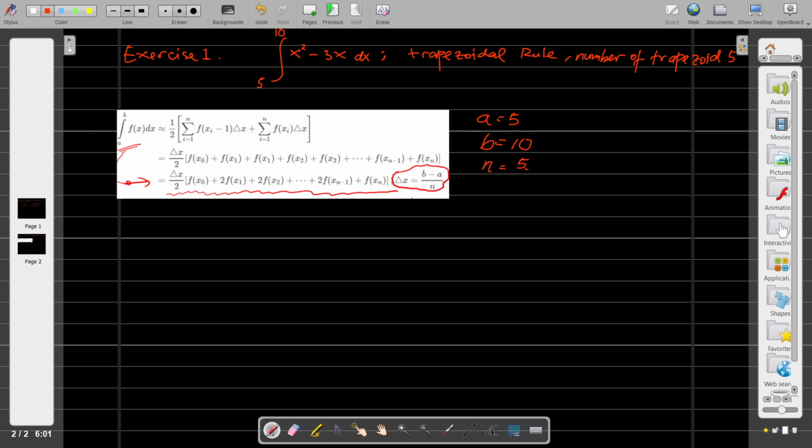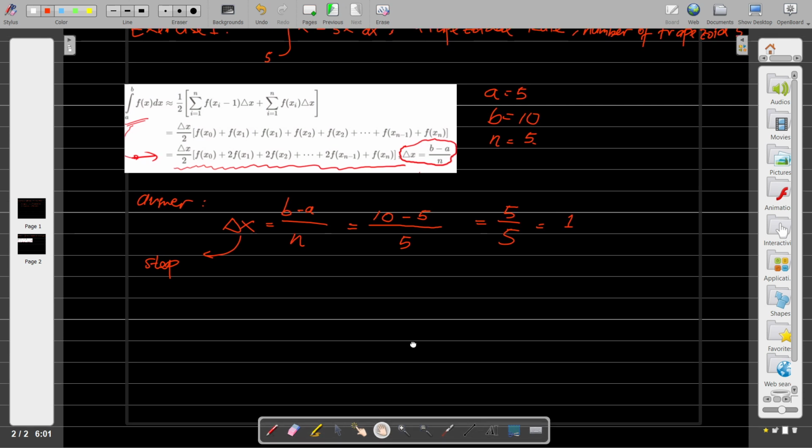Okay, now this is the answer. We are going to find the value of delta x first. So delta x is the step. Delta x equals (b minus a) divided by n. So our b is 10 minus 5, divided by 5. So it must be 5 over 5, so it must be 1. Okay, so the delta x is 1.